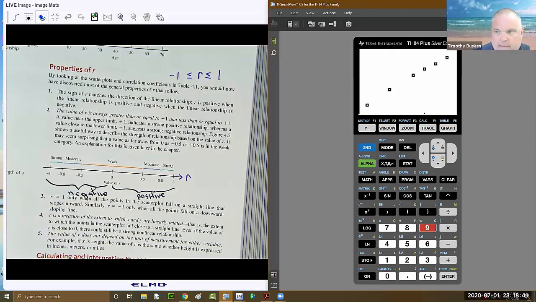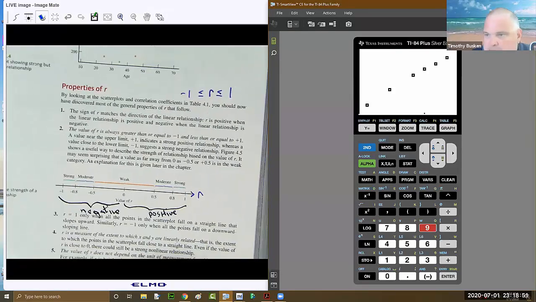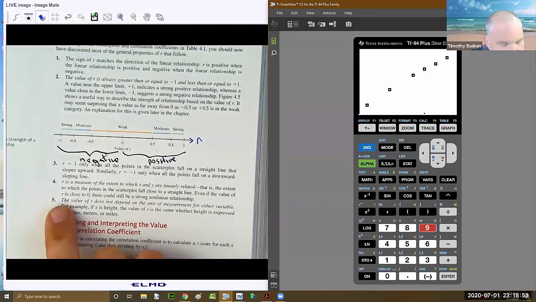And of course, if you have study results that show a strong correlation, that might be useful. But of course, you never want to manipulate study results. So let's take a look at the rest of the properties that are listed here.